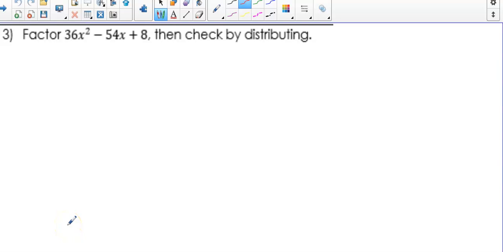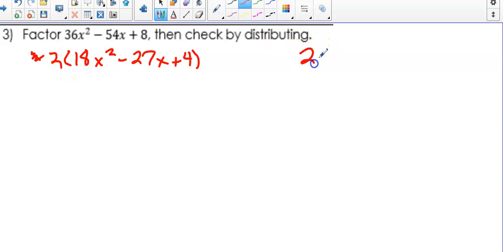For number 3, we need to first check to see if there's any GCF. If I'm looking at 36, 54, and 8, all of these are divisible by 2. There's no larger number that we can divide out of all of these. So if I divide out a 2, I get 18x squared minus 27x plus 4. I'm going to have to hang on to that 2 for later, so I'll just move that over here. And then I'm going to need to factor this part by grouping.